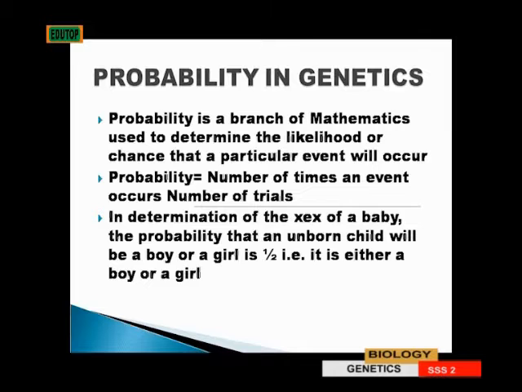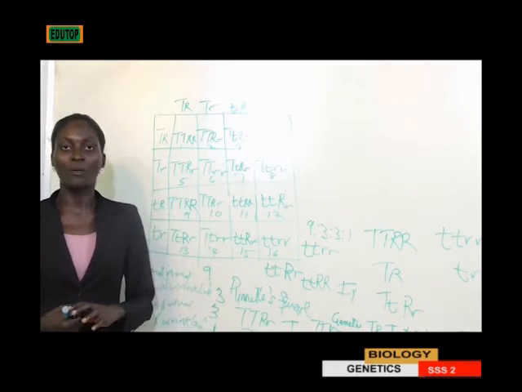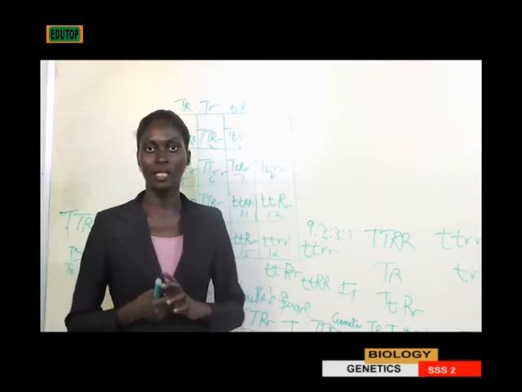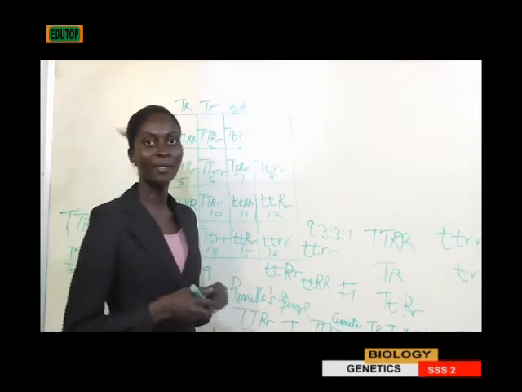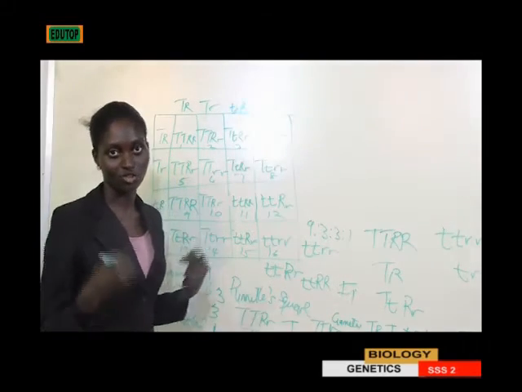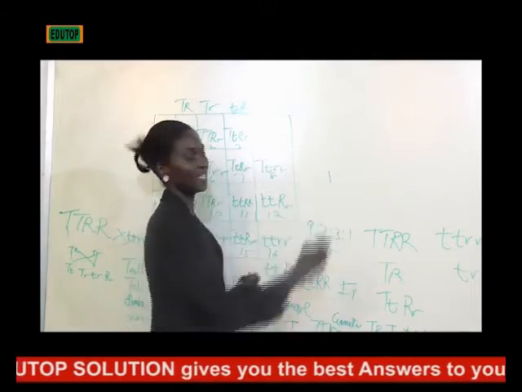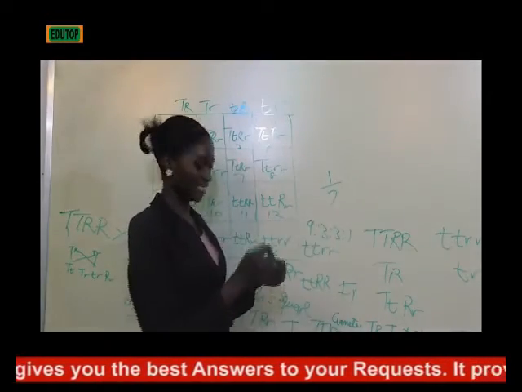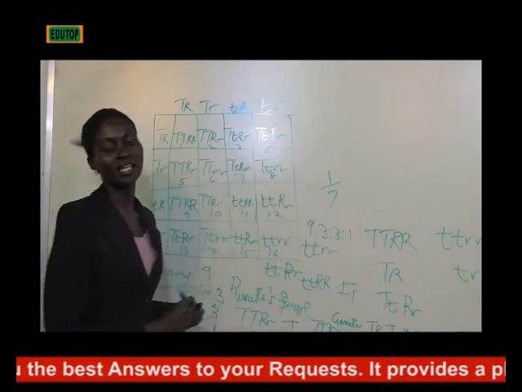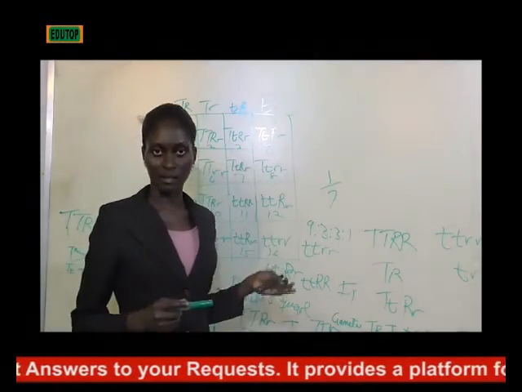And probability is calculated as the number of times an event occurs over the number of trials that we have. For instance, the probability that a day will be a Sunday: how many Sundays do we have in a week? It's just 1. Then how many days do we have in a week? It's 7.